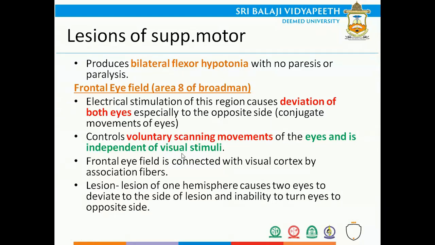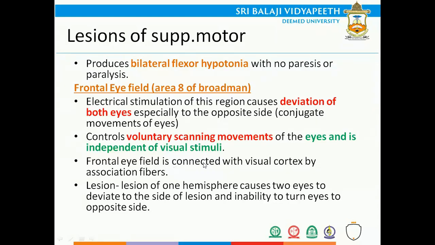Visual stimuli are always concerned with the sensory part. Vision is sensory and it is taken to the sensory cortex. Now we are only talking about the movement of the eyeball. The movement of the eyeball is also necessary for proper vision, isn't it? So the motor activity concerned with the movements of the eyeball is controlled by the frontal eye field, area number 8.